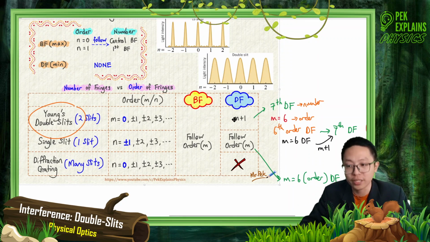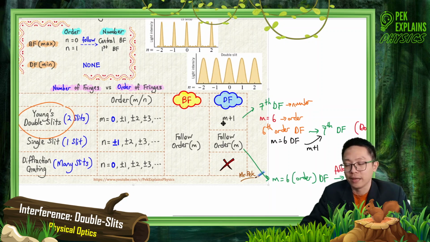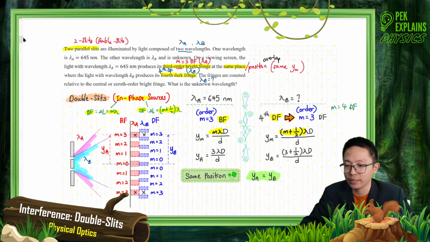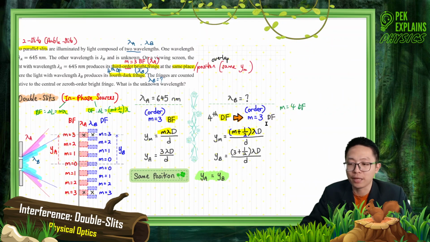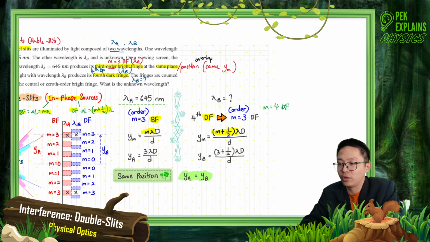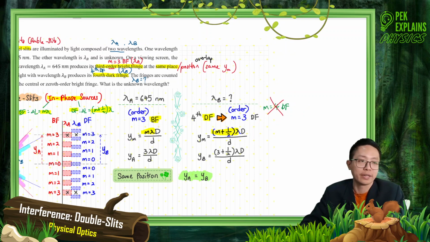Bright fringe follows order, but dark fringe is M+1. Only for the single slit, the dark fringe follows order. But for double slit, the dark fringe is M+1. That means the order is M+1, so it does not follow order. It's not following order. Okay.